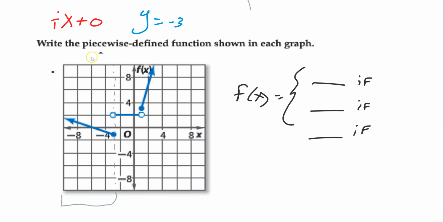And the way we do that is the way we always find equations. If we want to find an equation of a line, we're going to do y minus y1 equals m times x minus x1. Or you could do y equals mx plus b.